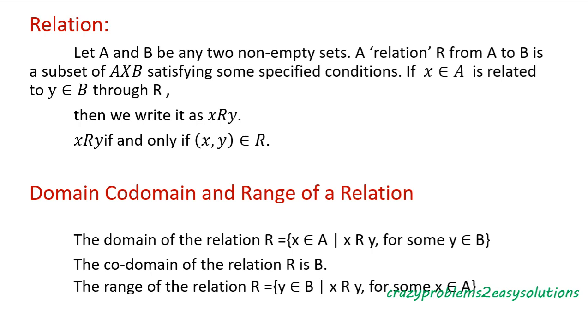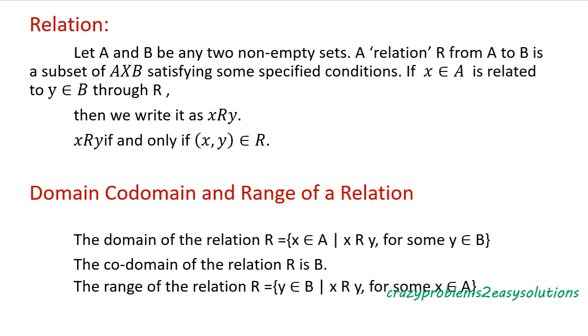Next, domain, codomain and range of relation. The domain of the relation R is equal to the set of x belonging to capital A such that x R y for some y belonging to capital B. So in the domain, x we are taking as elements of the set A, and x is related to y, where y is some element of B. Then the codomain of the relation R is B.